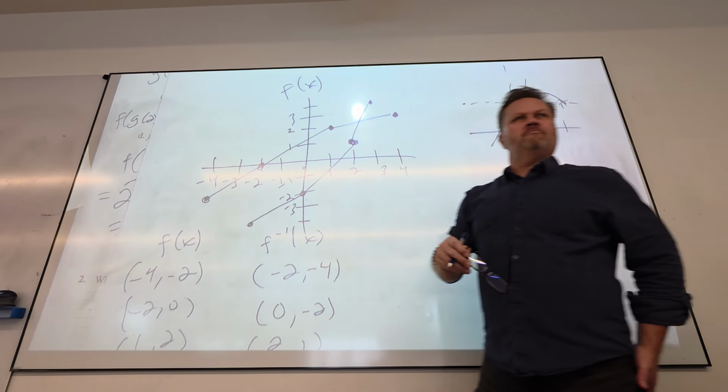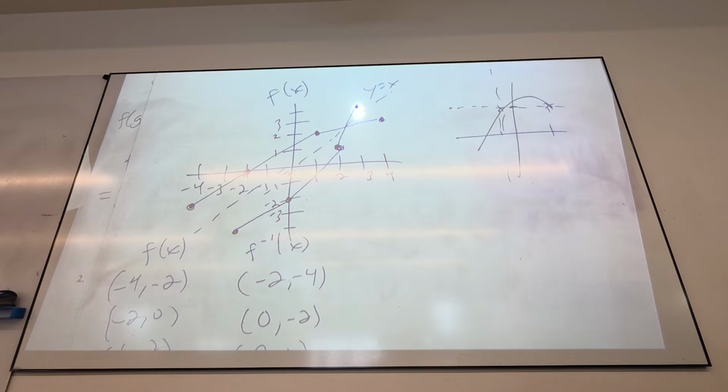Every inverse function, in order for a function to have an inverse, it's got to pass the horizontal line test. And then how do I graph the inverse? I just take all the points I see and I flip them. Do you guys understand how silly that is?